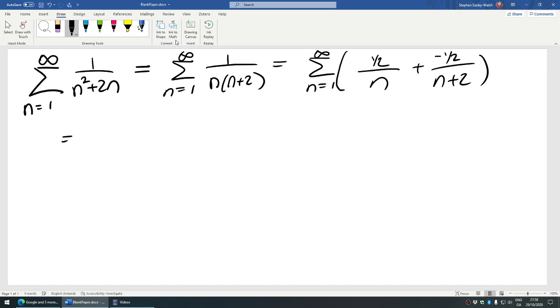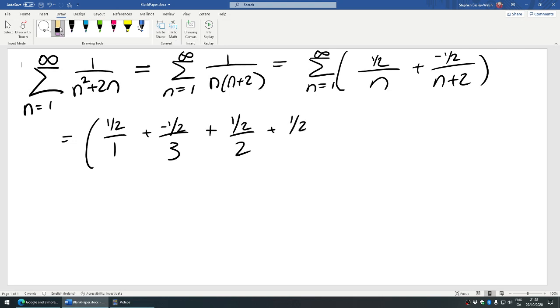So let's see now, if I put in 1, I get a half over 1 plus minus a half over 3. Put in 2, I get a half over 2 plus minus a half over, what am I on, 2, so that's 4. Put in 3, I get a half over 3 plus minus a half over 5. So what's cancelling here? Minus a half over 3 plus a half over 3.